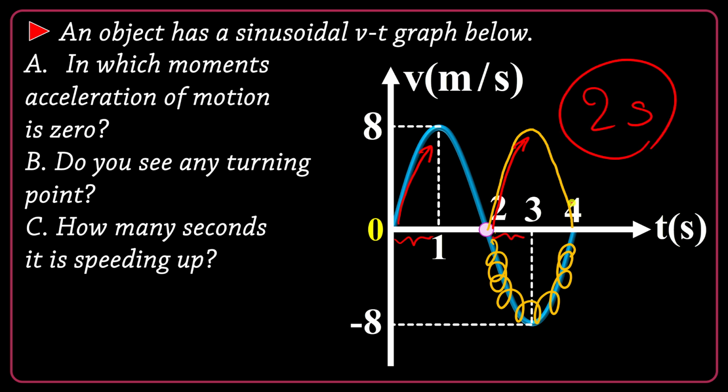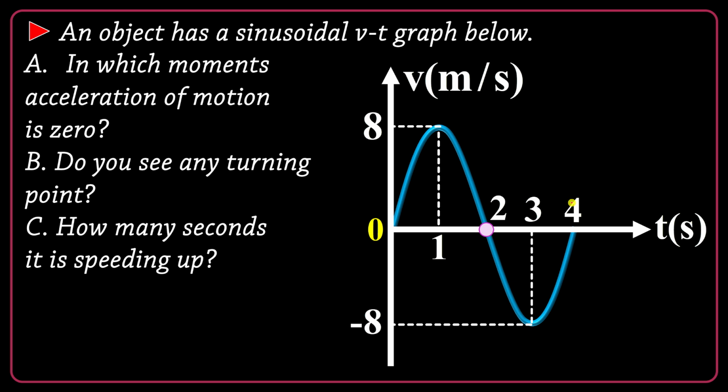The other alternative, which may seem easier, I think, is just checking the speeding up or slowing down on the v-t graph. When the v-t graph is escaping from the t-axis, it is speeding up, that's all. So here speeding up and here speeding up, escaping from the t-axis. 1 second here, 1 second here, totally 2 seconds.